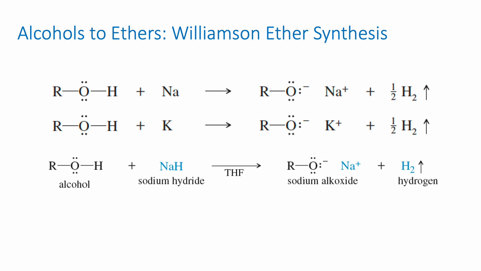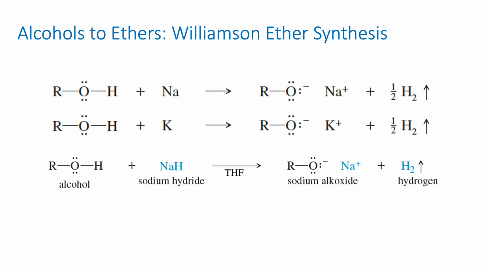So we've looked at this a couple of times before, where we've used solid metals as bases, essentially. It's actually more of an oxidation-reduction reaction, but it serves the same purpose, which is to remove the H and leave us with an alkoxide. So sodium and potassium are good metals for this. Notice how the sodium and potassium on the left side of the equation have no charge. That indicates that they're neutral metals, and when sodium and potassium are neutral, that means that they have an extra electron.